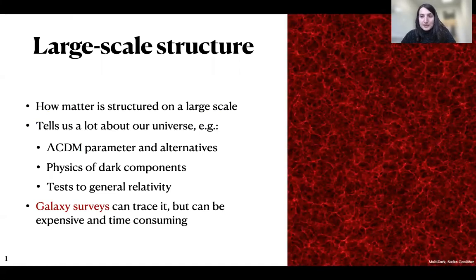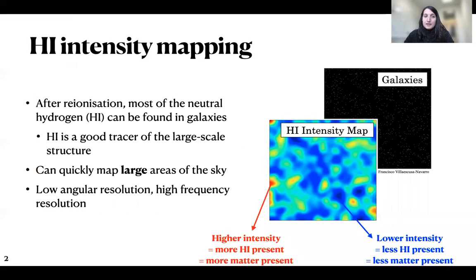And one way of doing it is using galaxy surveys, because galaxies are a good bias tracer for the underlying dark matter distribution in the universe. So galaxy surveys can help us trace the large-scale structure, but you have to resolve each individual galaxy, so it can be expensive and time-consuming. And an alternative is H1 intensity mapping.